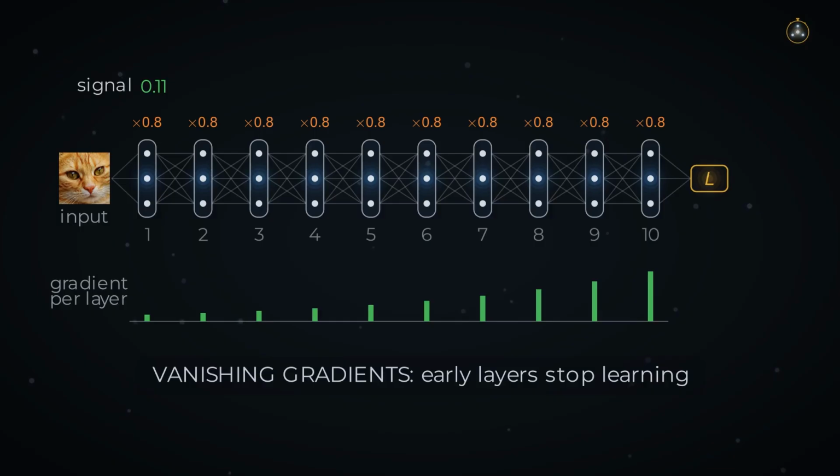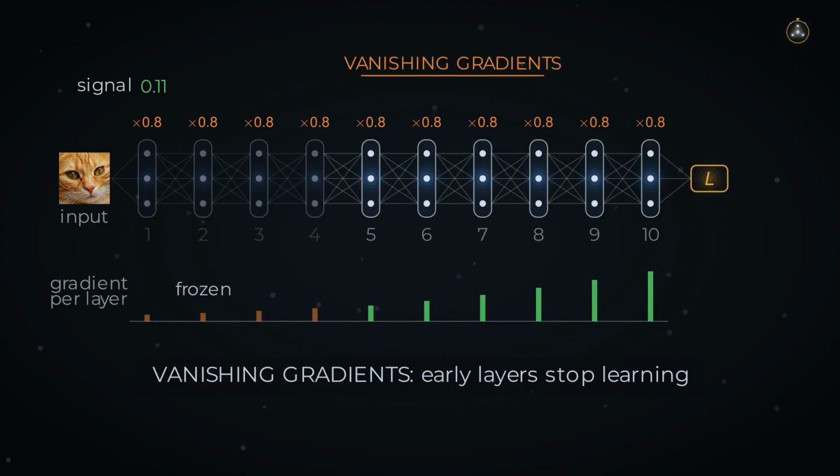It tells each weight how far to step. Look at the bars under each layer. The last layers get a healthy gradient, so they learn. But the front bars get almost nothing. Those layers barely move. The front of the network is frozen. This is the vanishing gradient problem.